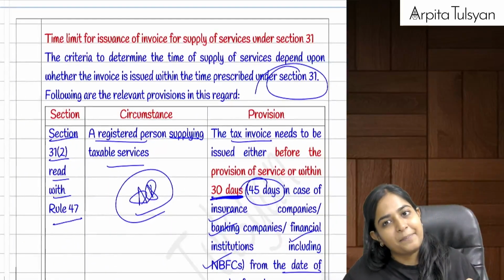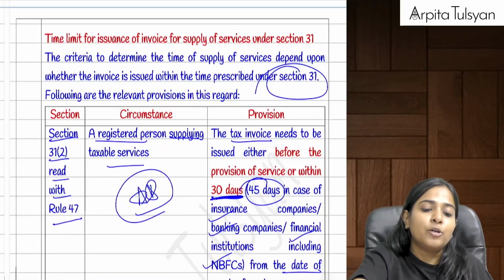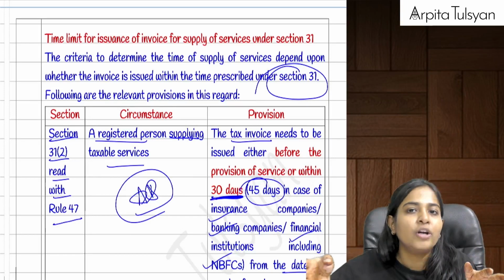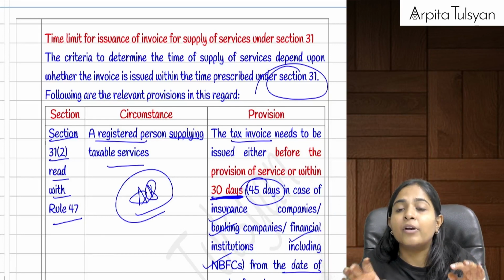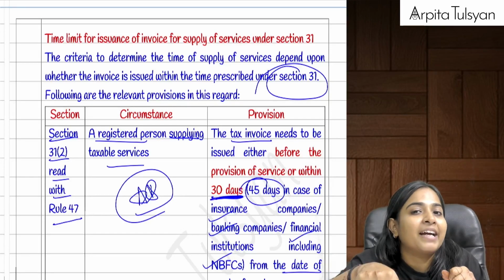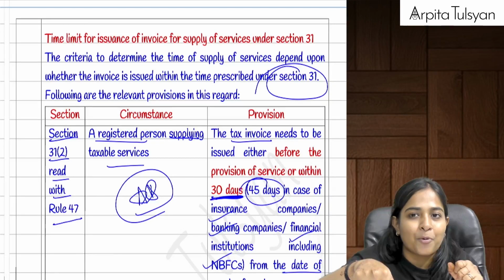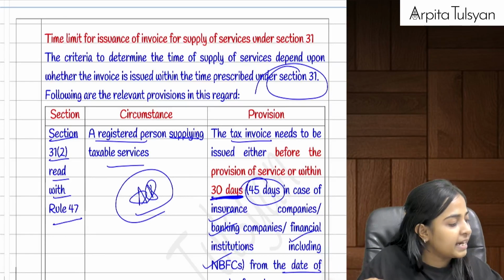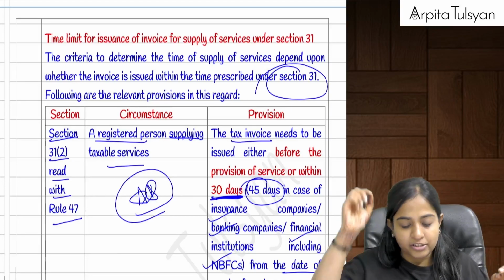Now ma'am, you told that if invoice is issued on time, then date of invoice. If invoice is not issued on time, then the date of provision of service. Means ma'am, first we will have to check whether the invoice was issued on time or not, so we'll have to compare with the due date. What is the due date of issuing the invoice? Yes. Okay, now listen, just try to understand this.